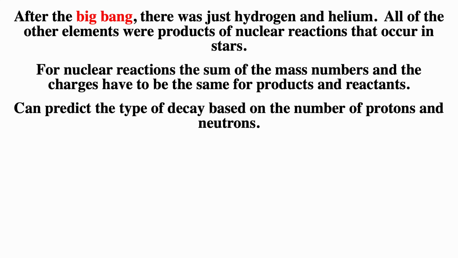After the Big Bang, there was just hydrogen and helium. All other elements were products of nuclear reactions. For nuclear reactions, the sum of the mass numbers and the charges have to be the same for the products and reactants. And so you can predict the type of decay based on the 6 rules that we went through.